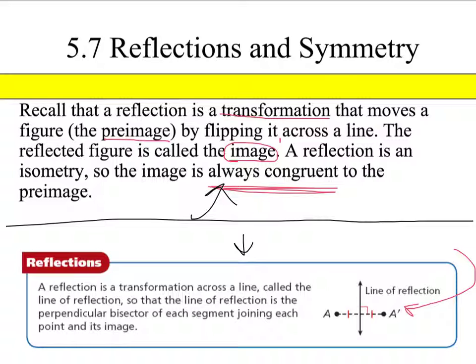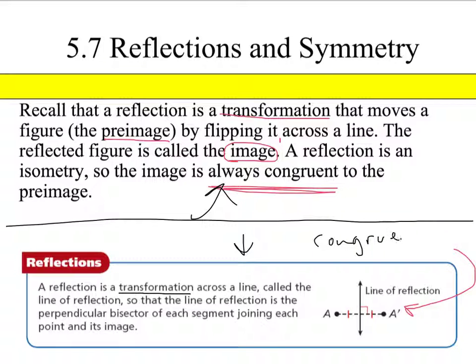It says a reflection is a transformation. Again, that beautiful word, transformation, across a line called the line of reflection, so that the line of reflection is the perpendicular bisector of each segment joining a point and its image. What does that mean? What in the world are we talking about? The very first thing is, check to see if it is congruent.